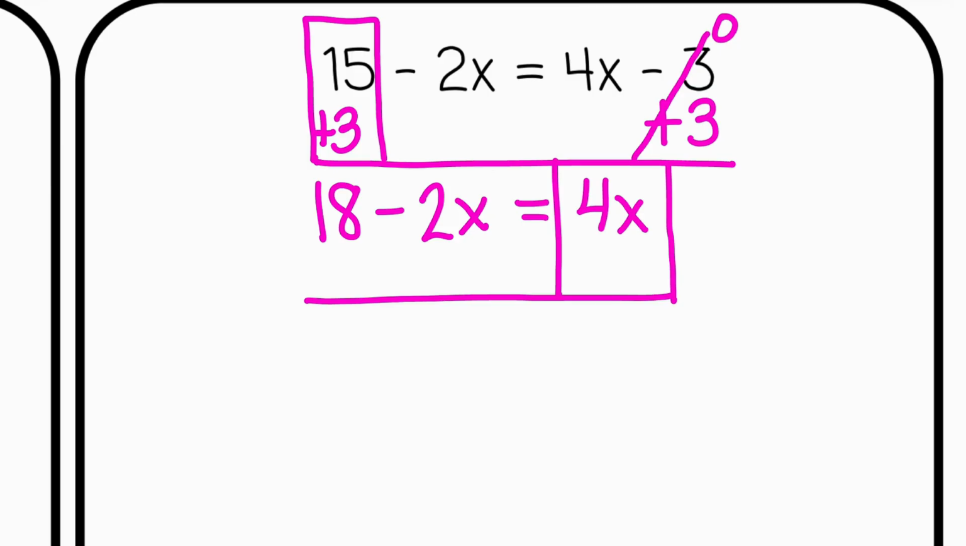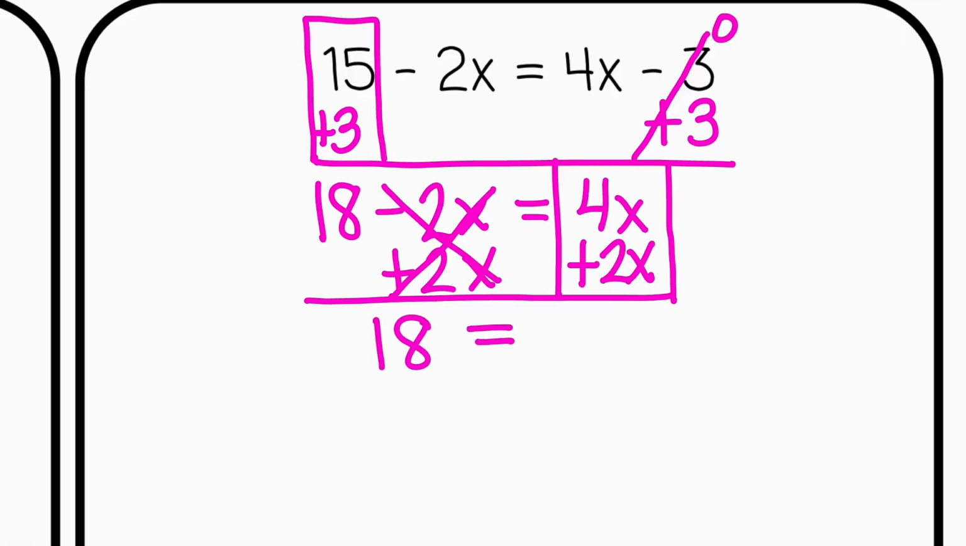All right. If I box 4x, I need to move the minus 2x. And the opposite of minus 2x is plus 2x. Okay, so 0 pair. You can cancel it out. And bring everything down left to right. So on the left, I have 18 equals. And on the right, 4x plus 2x gives me 6x.